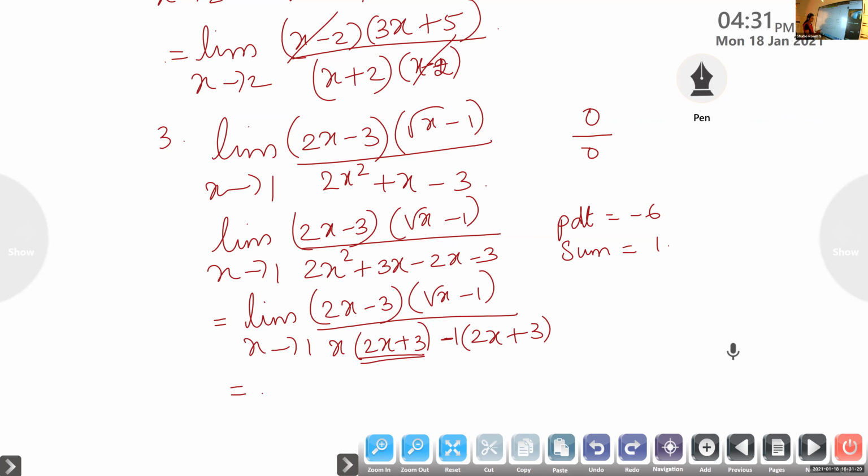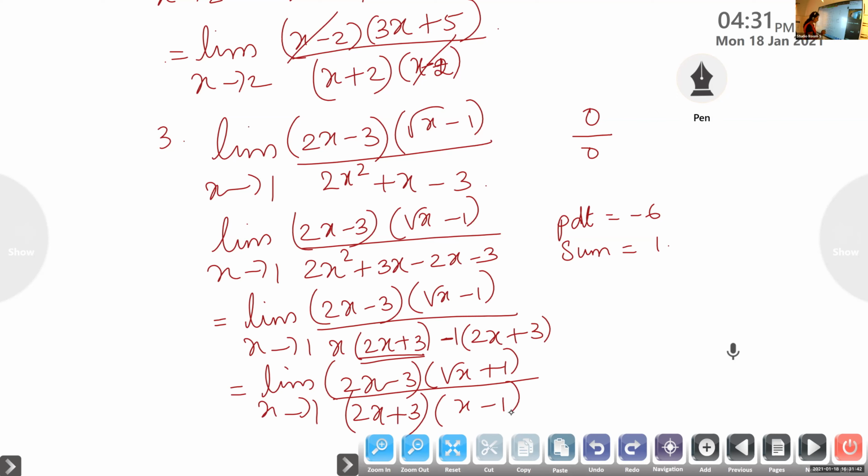So now which is same as limit x extending to 1, (2x minus 3) into (root x minus 1) by, look at here, it is 2x plus 3 we are getting, isn't it? We can't cancel these two terms because in the numerator we have 2x minus 3, in the denominator we have 2x plus 3. Is it possible to cancel? No. Then what is the other way?